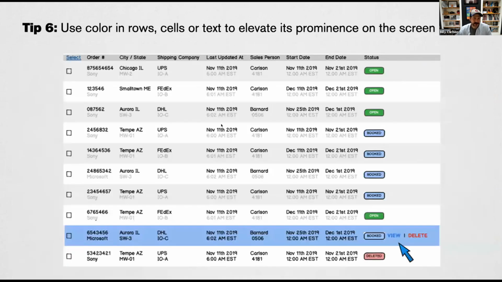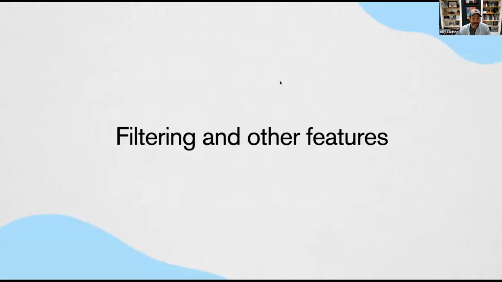And tip number 6 is to use color in rows, cells, or text to elevate its prominence on the screen. So here we have these pill shapes that we use to call out the status, because we heard from our users that what they're really looking for when they're scanning their data table is the status of a specific order. So I can use color to really call that out. I can also use color to make sure actions that are detrimental have this warning red sign or color. And that's just another easy way to make my data easily glanceable, which I'm not sure is a word, but I made it up.